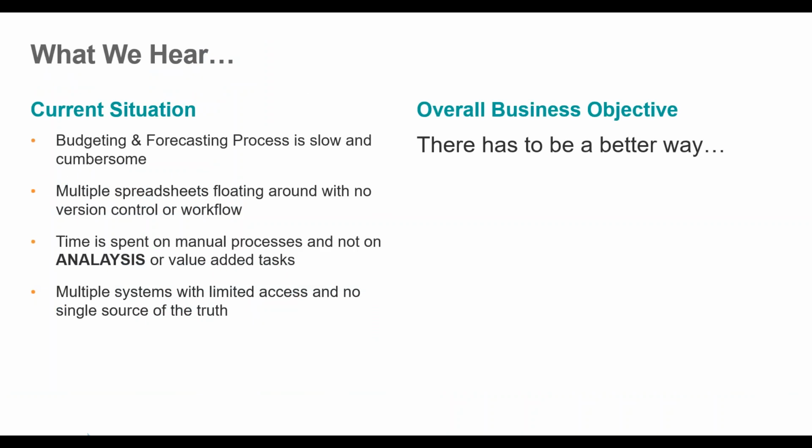So when we're on discovery calls with clients that are looking to implement a solution like Adaptive or one of the other CPM solutions that we have, some of the common things that we hear from everyone are just some of the following. One, your budgeting and forecasting process is slow and cumbersome. Generally, you have multiple Excel spreadsheets floating around. You're probably sending out templates through email. There's no real version control and definitely no workflow.